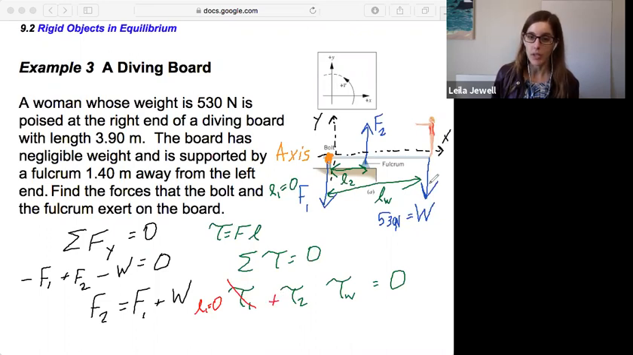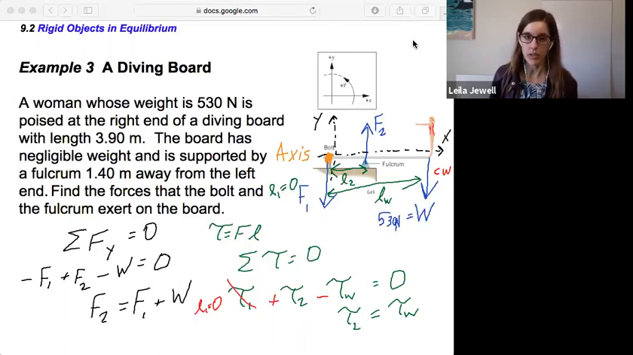Awesome. Versus notice the weight, if that was the only force acting on the diving board about this axis of rotation, that would cause the entire diving board to go in the clockwise direction. Like a clock, CW, clockwise direction. So that would be negative. This tells us that torque 2 has to be equal to the torque of the weight. And we can fill in our lever arms and our forces and thus solve this. So let's take a look at the solutions written out here.